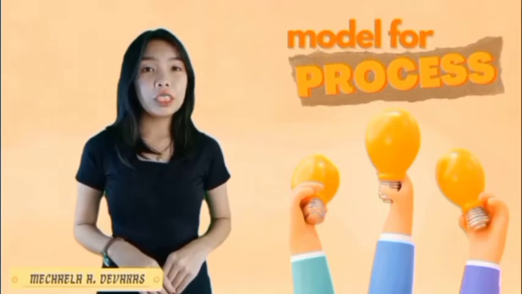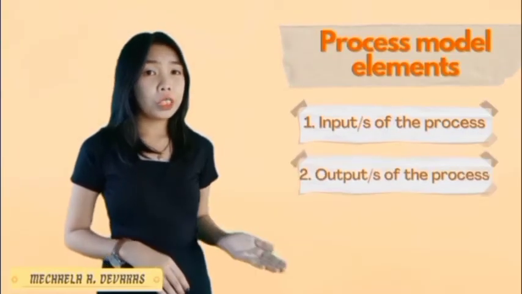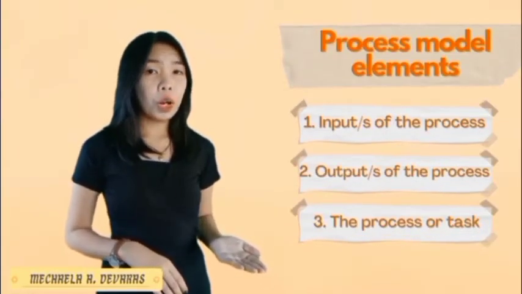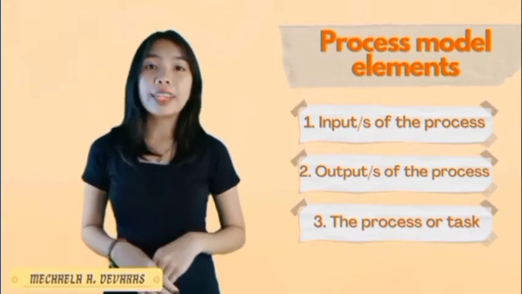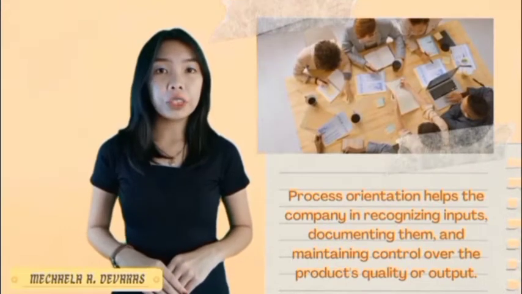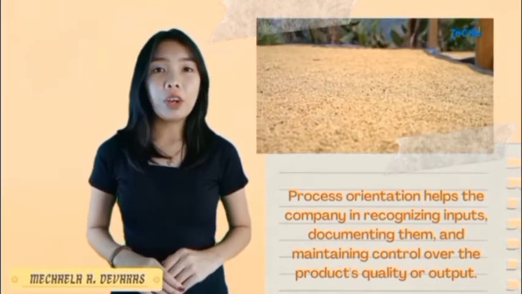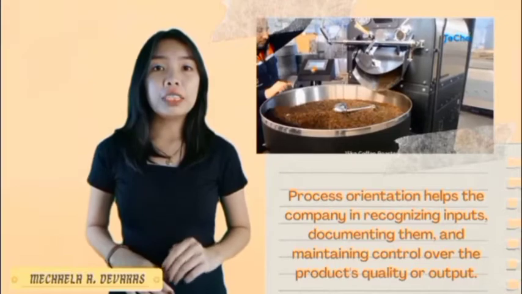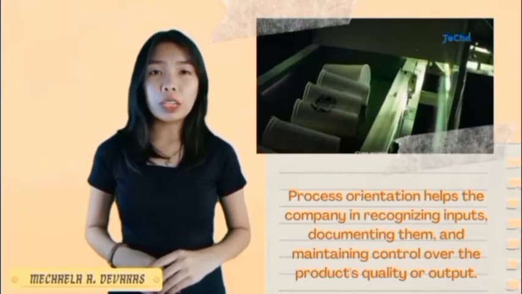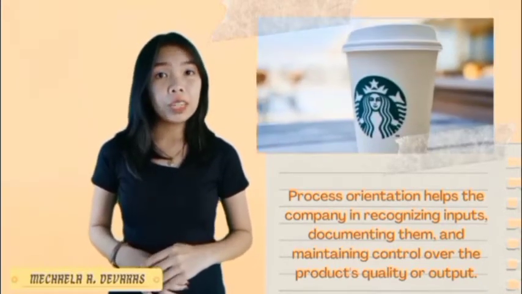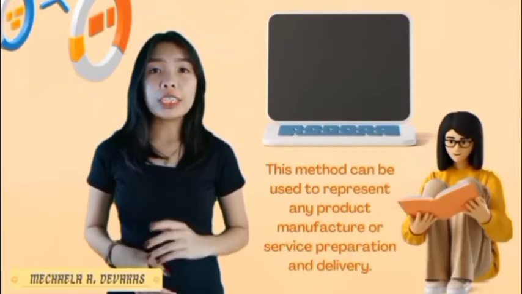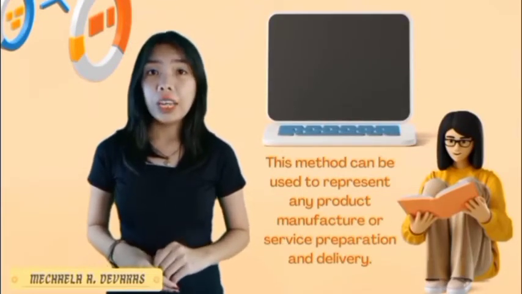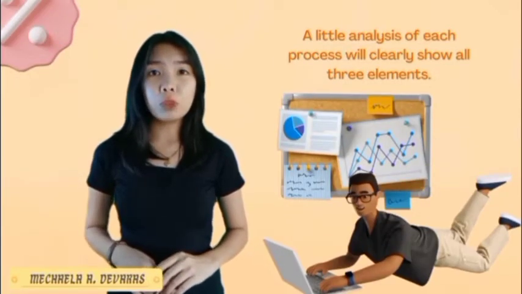The process model contains three elements, which are inputs of the process, outputs of the process, and the process itself or the task. By having control over all the inputs and the process parameters, the organization can identify all the inputs, document them, and have control over the quality or the output of the product. Any product, manufacturing, or service preparation and delivery can be modeled in this manner. A little analysis of every process will bring out clearly all the three elements.